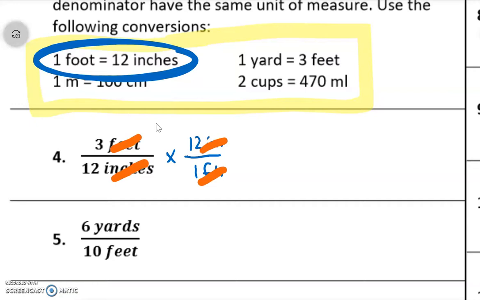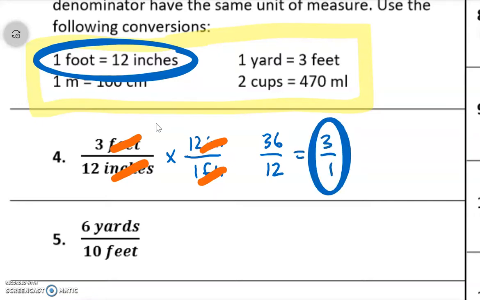And then we're just going to multiply straight across. 3 times 12 is 36. 12 times 1 is 12. And 36 divided by 12 is 3, or 3 over 1. And that is your reduced ratio.